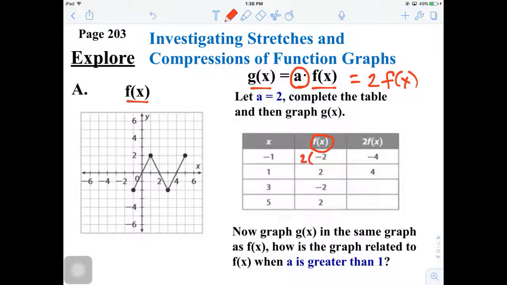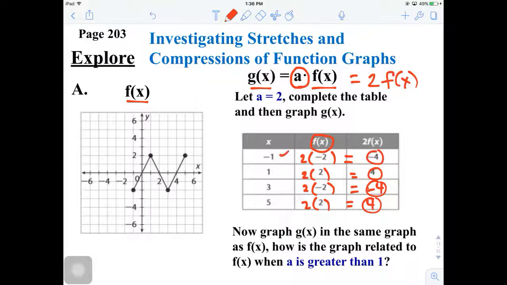So let's take a look at the first one. 2 times negative 2, that gives us negative 4, is already done for us. And then 2 times 2 is going to give us 4. Next, we're going to do 2 times negative 2 again, which is negative 4. And then 2 times 2 is 4. So these are the new values.